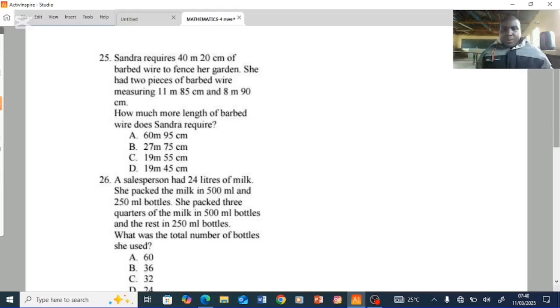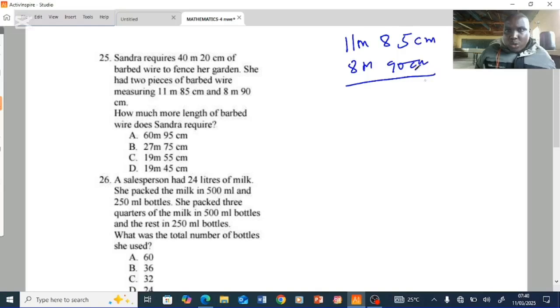Sandra requires 40 meters, 20 centimeters of barbed wire to fence a garden. She had 2 pieces of barbed wire measuring this and that. How much more length of barbed wire does Sandra require? So let's see what she has. She has 11 meters, 85 centimeters. She also has 8 meters and 90 centimeters. Let's see the total that she has. So already she has 20 meters, 75 centimeters.